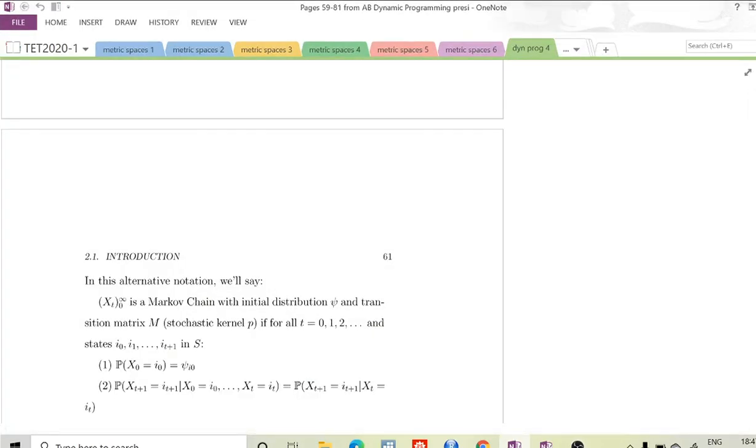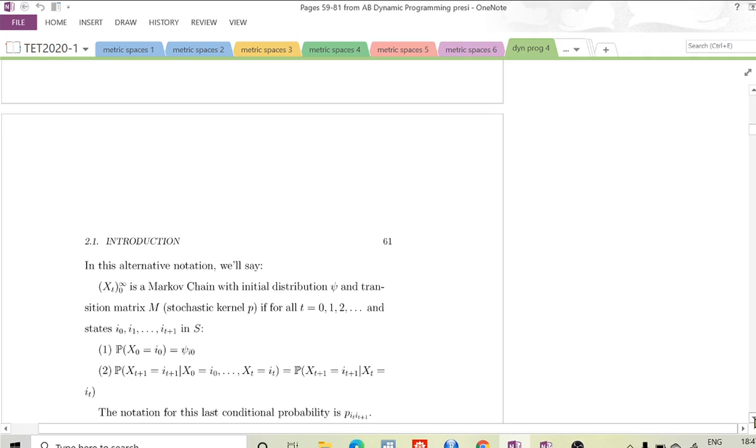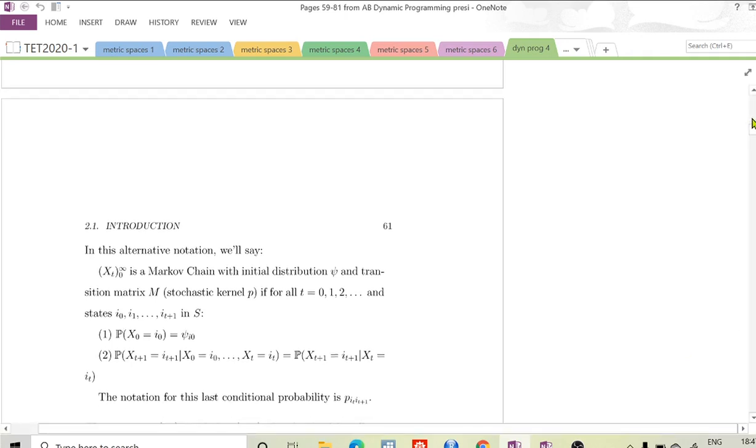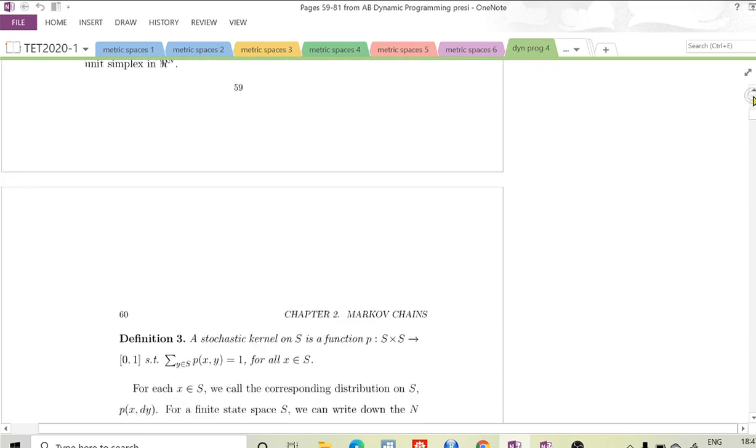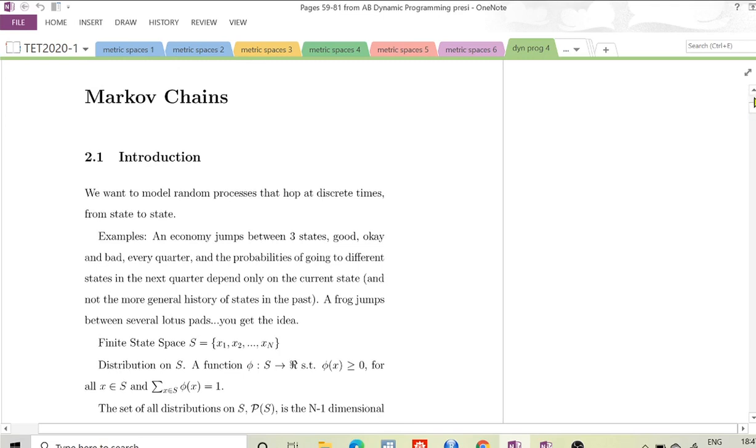So this is going to be the briefest of introductions to Markov chains, and the motivation is basically to do a little bit of stochastic dynamic programming, keeping in mind that optimal policies in stochastic dynamic programming, in stochastic optimization models, are going to follow a Markov chain.